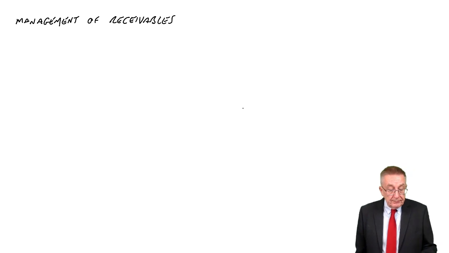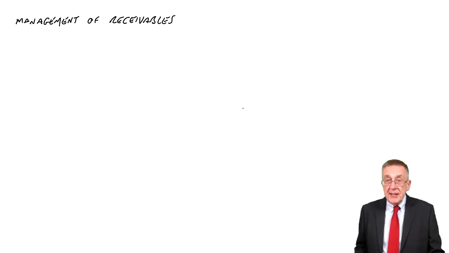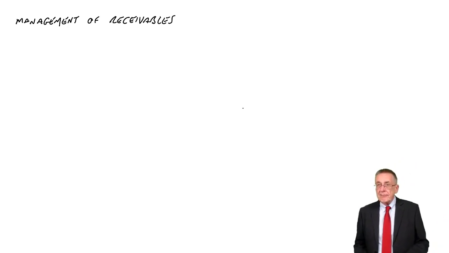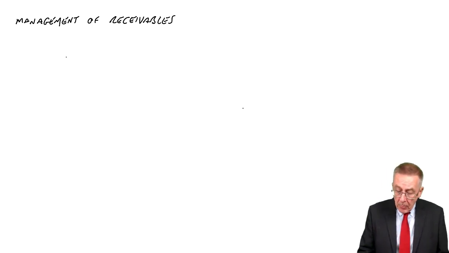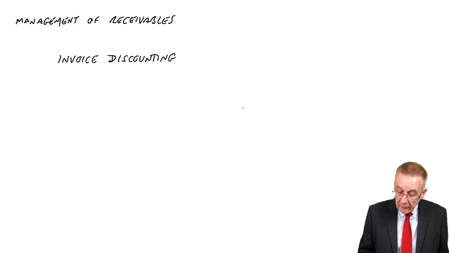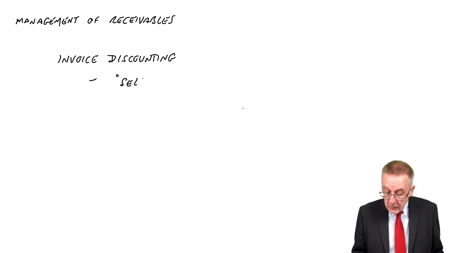The second thing, before we do come to arithmetic, is be clear what we mean by invoice discounting and factoring. Because people confuse them, and they are two different things. Invoice discounting is where you sell an invoice to the bank.